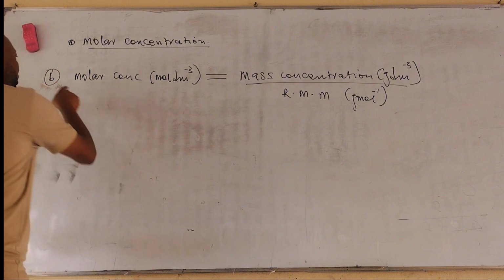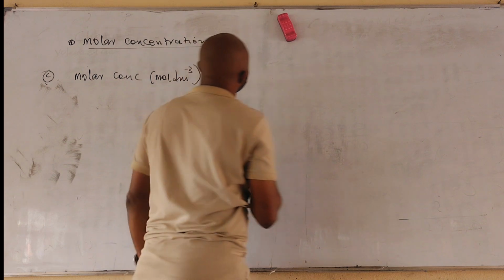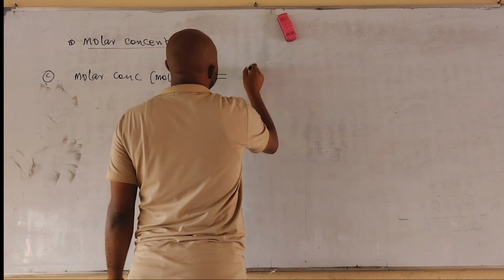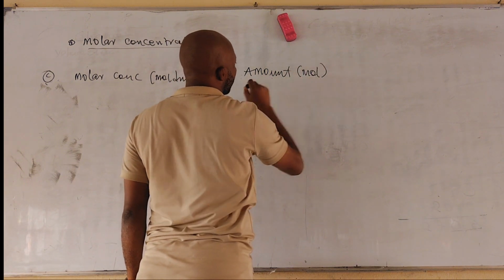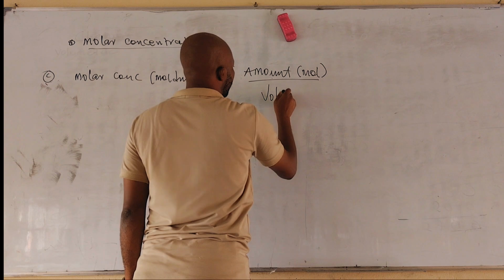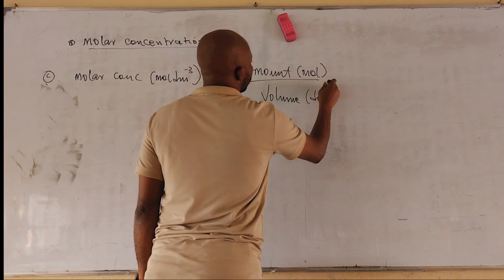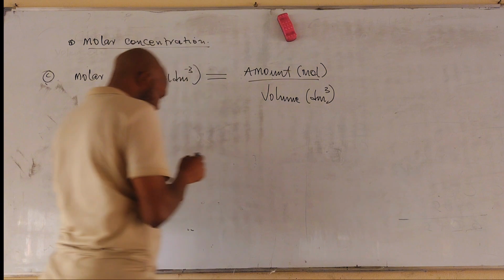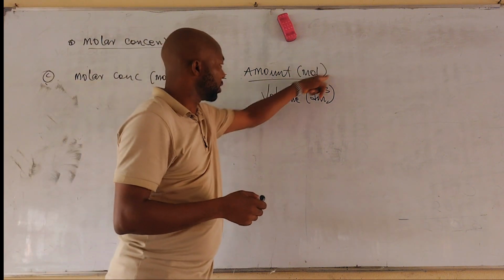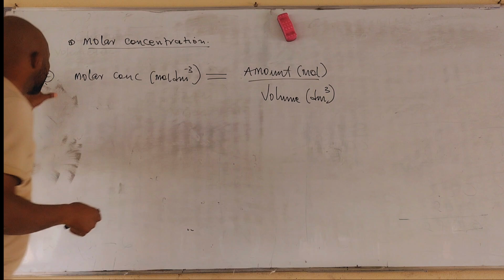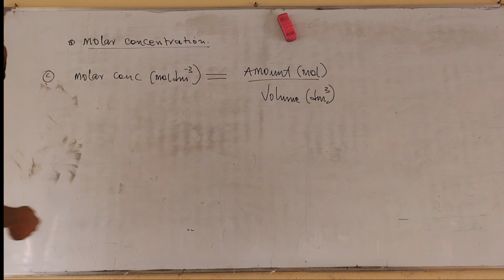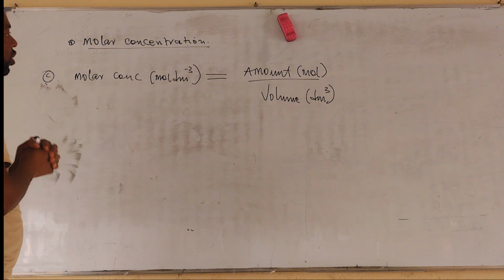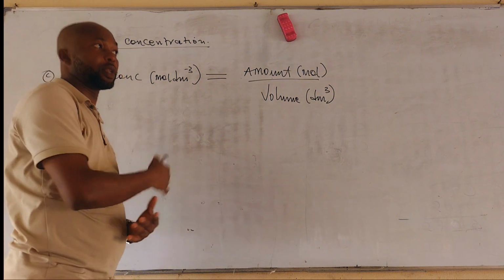So let's look at the third formula for molar concentration. This is C, molar concentration, equals amount in mole over volume in dm³. So this is mole per dm³ for the third formula for molar concentration. So that is how we go. Now, we're done with the molar concentration with the various formulas which you can use to deduce the molar concentration.